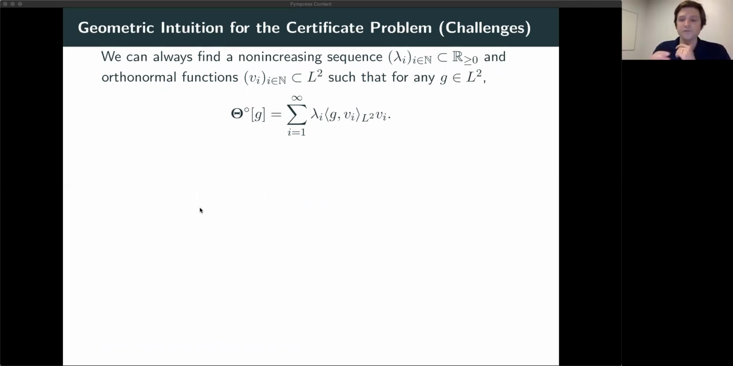Okay, so just some intuition for why the certificate problem is hard. The natural thing to try to do to solve this problem, well, it's just a linear integral equation. So we'd like to try to diagonalize the integral operator theta. We can always do that because in this case, we have a lot of regularity on the manifolds. So we can find some, in particular, non-negative eigenvalues and corresponding eigenfunctions such that the operator can be expanded in this way.